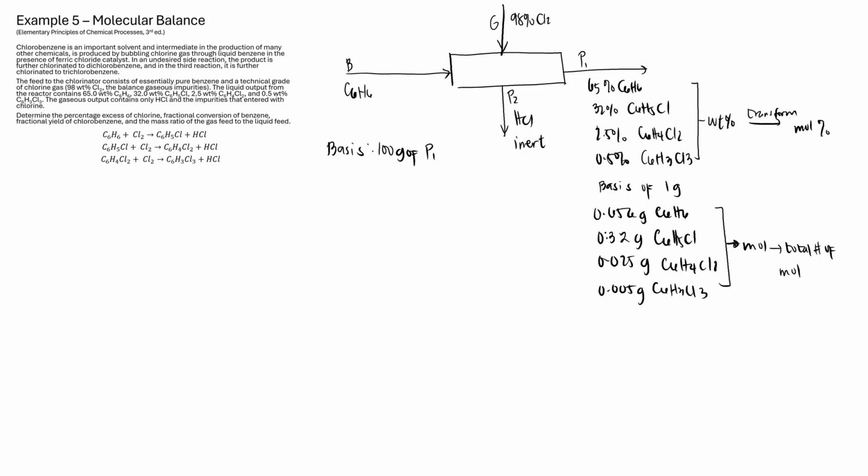So for example, C6H6 is 72 plus 6, that's 78. Divide by 78. Tama ba? 72 plus 6, 78, yeah. 1 over 78. So I'll get a pretty low number. 0.00841.